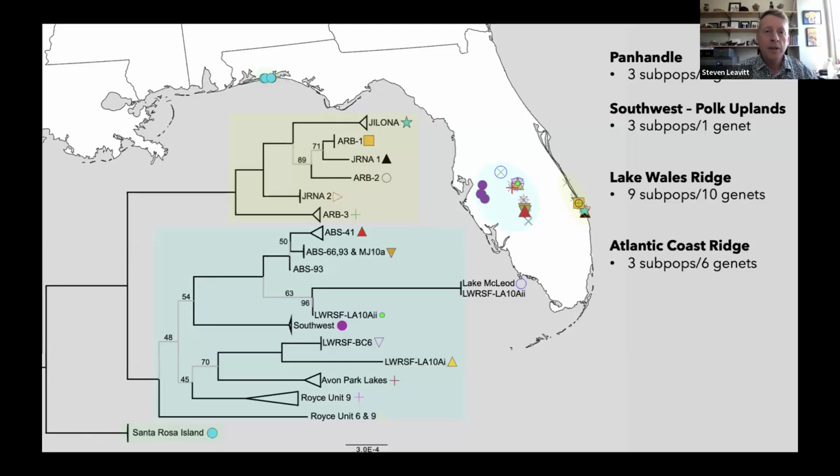So as we look at this in the Panhandle, we sampled 3 populations. There was only a single genet, or a single clone, in those populations. In the Southwest, there were 3 populations that we sampled, representing only a single clone. In the Lake Wales Ridge, we sampled 9 populations, and there were 10 distinct clones or genets.